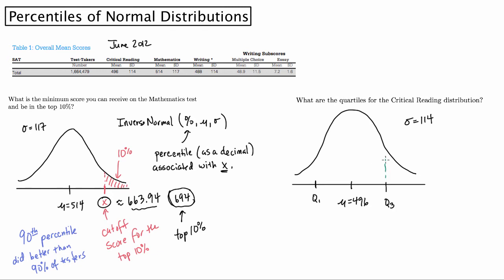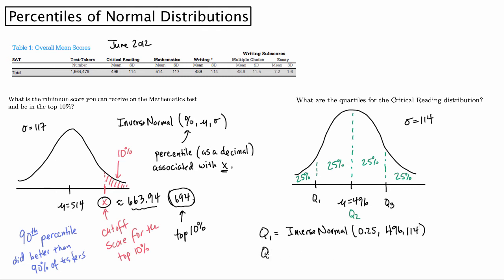which, if you recall what those points mean, they are the points that divide the data into 4 equal pieces, along with the median, which is Q2. And so there's 25% between each of these points. So if I want to find Q1, then that seems to me like it's the inverse normal of 0.25, mean 496, standard deviation 114, and Q3 would be the inverse normal of there's 75% below Q3. Remember, it's always the percentage below corresponding to the percentile. So Q3 is the 75th percentile, Q1 is the 25th percentile.